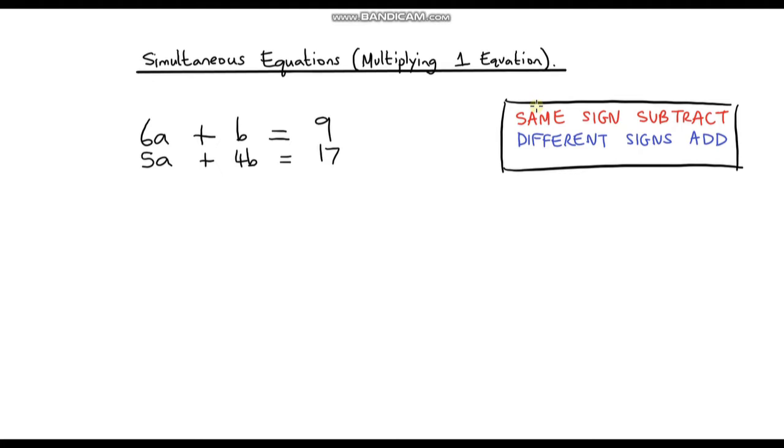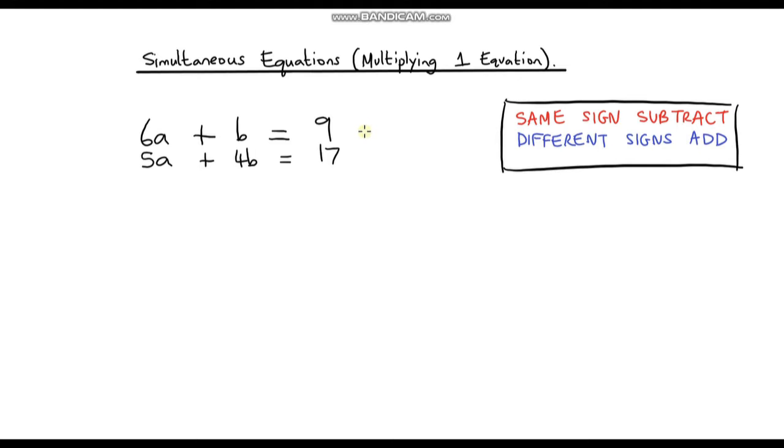Hello and welcome to another video on solving simultaneous equations using the elimination method. Now in the previous few videos we've just looked at whether we add or subtract the equations in order to eliminate one of the variables, and we came up with the saying: if we have the same signs we subtract the equations, if we have different signs we add the equations.